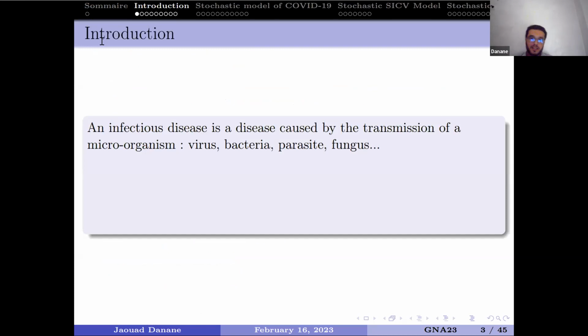So it's very nice to start with the definition of infectious disease. An infectious disease is a disease caused by the transmission of a microorganism such as a virus, bacteria, parasite, or fungus. For example, infectious diseases include malaria, the human immunodeficiency virus, the hepatitis B virus, or the hepatitis C virus, and more recently also COVID-19.